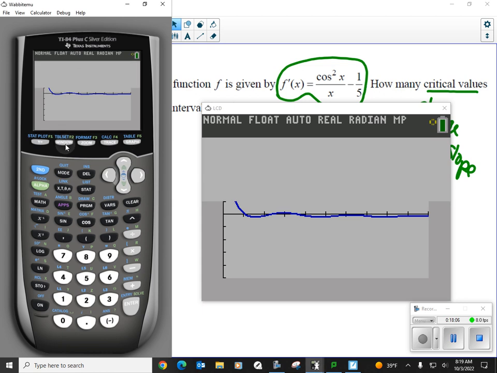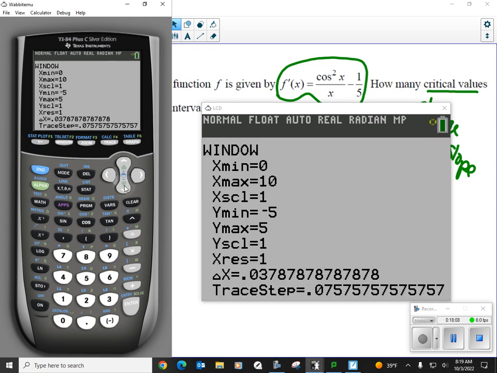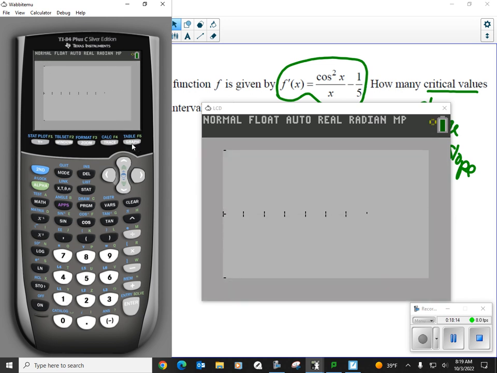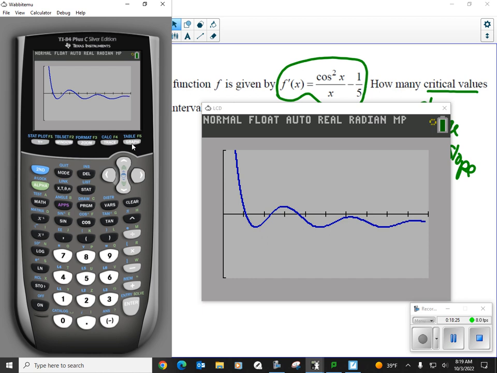Instead of zoom box, I'm going to change my window. Let's just go from -1 to +1. Let's see if that helps. We're going to shrink our up and down. See, now it becomes a little bit more obvious. Cross, cross, it crosses the x-axis, and it never crosses again. It doesn't ask me to identify the points. It just asks me how many points are critical values.